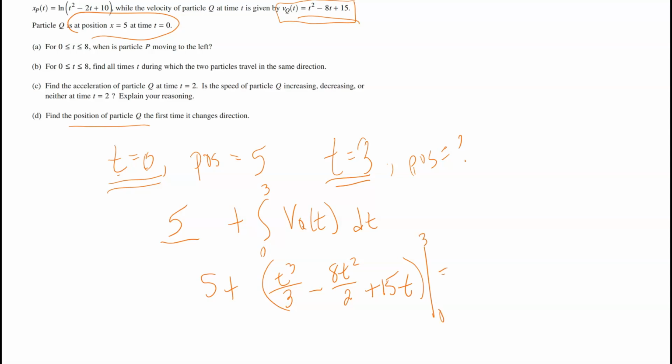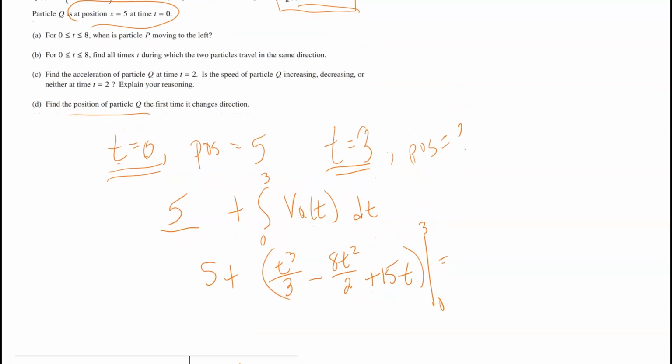So that's going to be equal to, I'm running out of room, 5 plus, okay, so we need to plug in the top. If you've forgotten how to do this, you plug in the top bound, and then you plug in the bottom bound, and you subtract. So in the parentheses, I'm going to plug in the 3. So 3 cubed over 3, that's 27 over 3, so that's going to be 9 minus, I'm going to plug in the 3 here, 9 times 8 is 72, gross. And then plus 15 times 3 is 45.